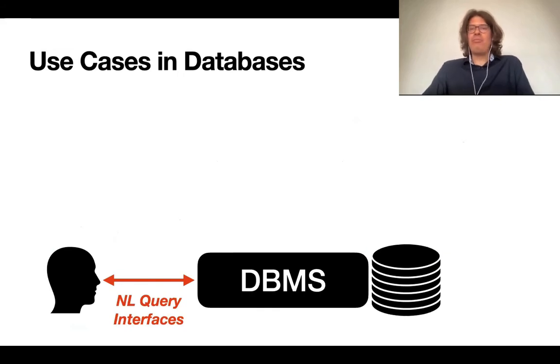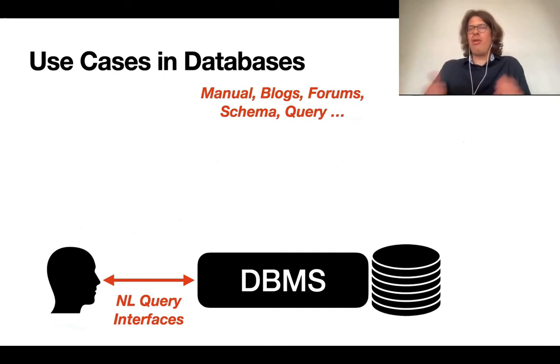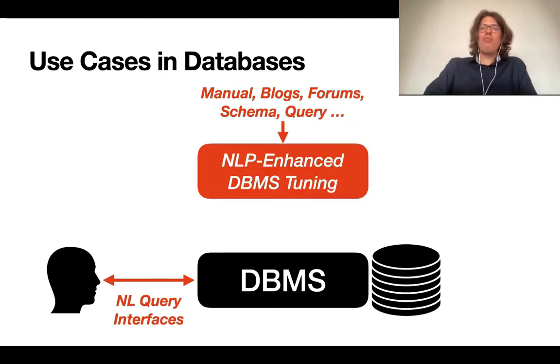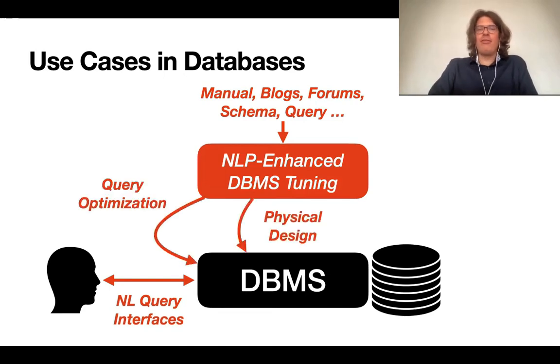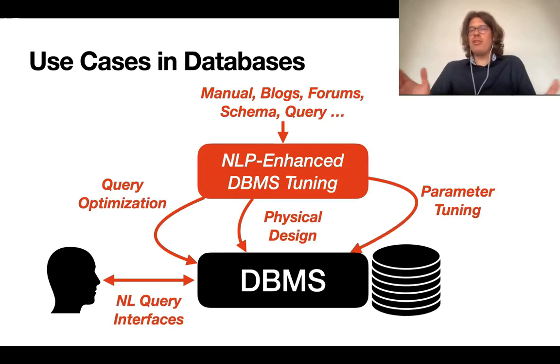Instead of that, I propose to use them in order to improve performance in data processing by analyzing text documents such as the database manual, blog entries about database performance, discussions on forums such as DBA Stack Exchange, schema element names, or query fragments, because this seems like useful information for automated tuning tools that make decisions such as query optimization, physical design, or parameter tuning. I outline multiple use cases in the paper.